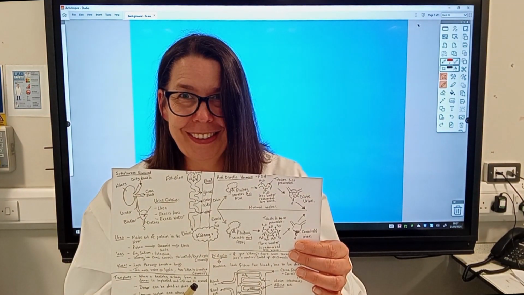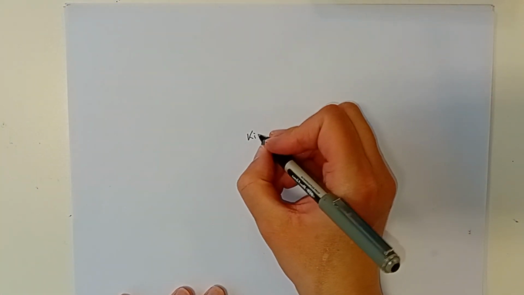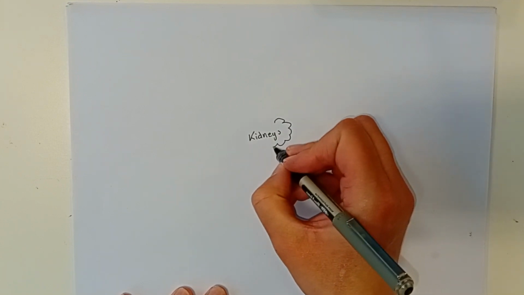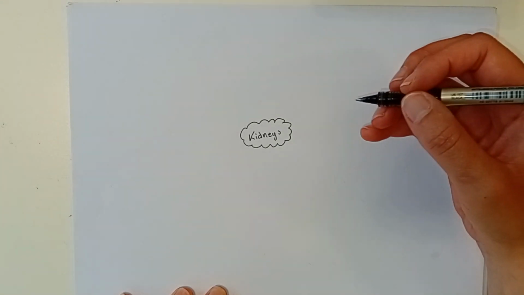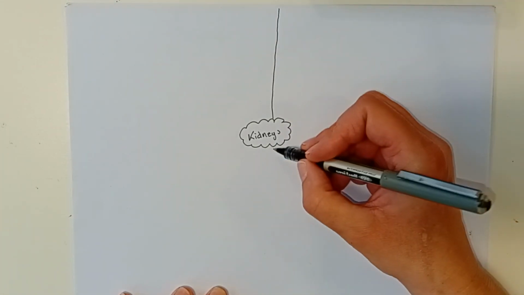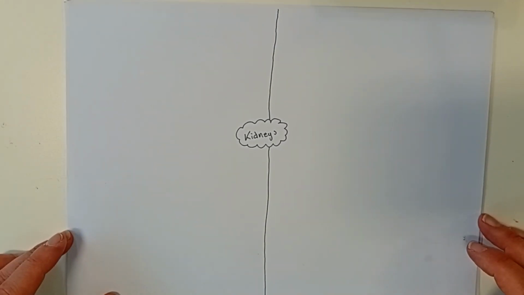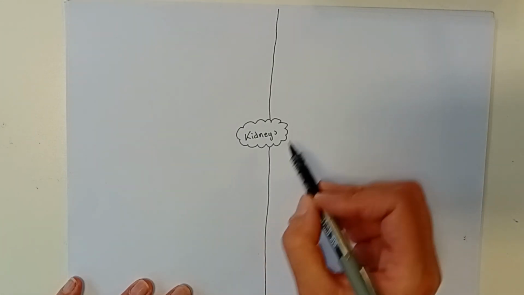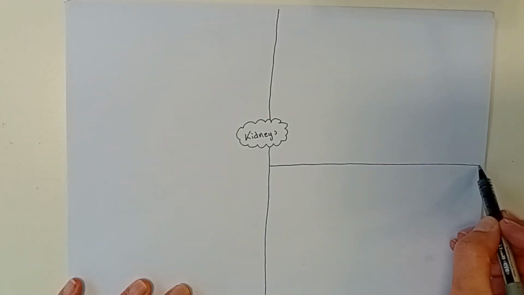Let's get started. Let's put the title in the middle then, as usual, which is the kidneys, which is just on triple GCSE. As always, I'm going to divide my page in half vertically. So my paper's in landscape. And then I'm going to separate this one slightly below half, doesn't really matter, about there.